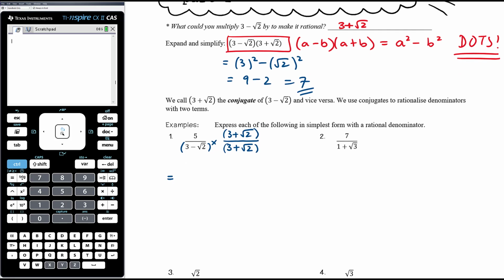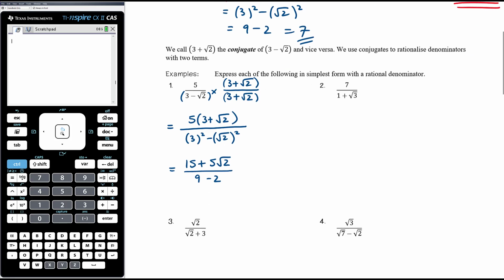But we're going to create this conjugate pair, which is going to allow us to rationalise the denominator. So on the numerator, we're going to have 5 times 3 plus root 2. You can expand that out straight away if you want to. On the denominator, we've now created this difference of two squares, and so we're going to have 3 squared minus root 2 squared. So expanding out the numerator, we've got 15 plus 5 root 2, and on the denominator, we've got 9 minus 2, which is 7.